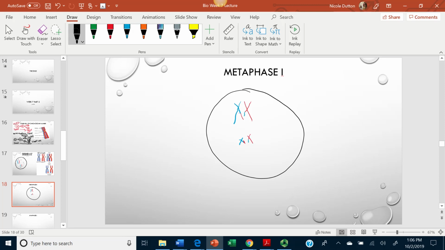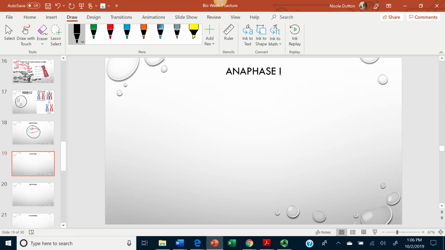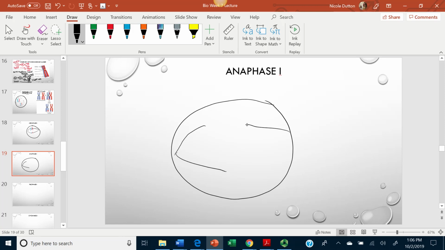And the spindle is going to attach, so the spindle complex is going to attach to the chromosomes. But they align down the center of the cell. During anaphase 1, the chromosomes are going to split and migrate toward opposite ends of the cell. But you'll notice that they don't all split down the middle, like they did in mitosis.